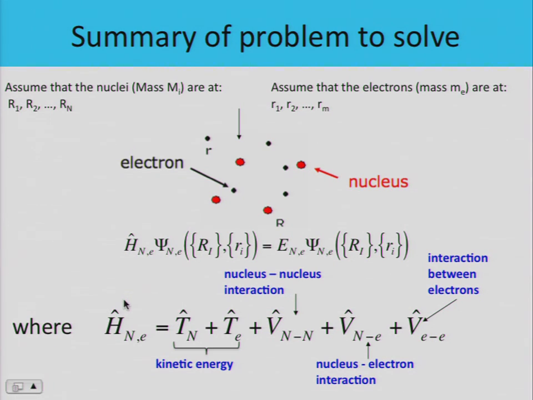So if you look at what the Hamiltonian contains, it's the kinetic energy for both the nuclei and the electrons. It's the interaction between the nuclei. It's the interaction between the nuclei and the electrons, and then, of course, symmetrically, it's the interaction between the electrons and the electrons. You just basically write out every single term that contributes to the energy of the system.